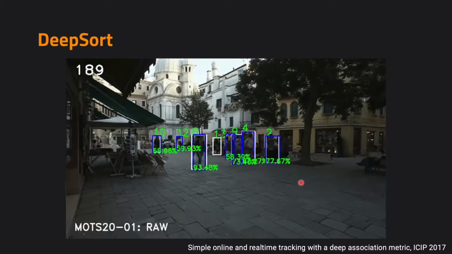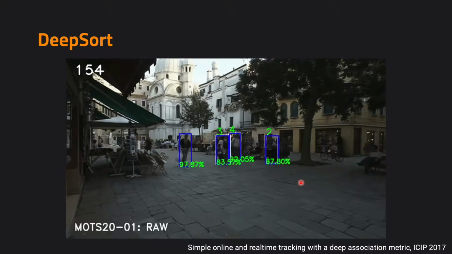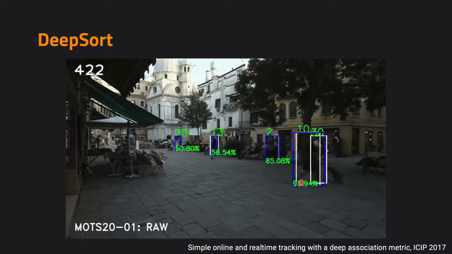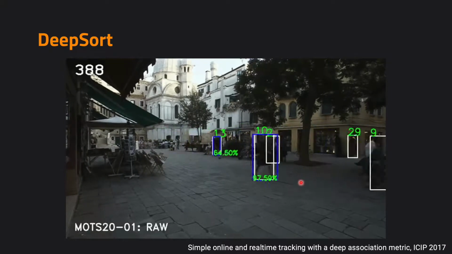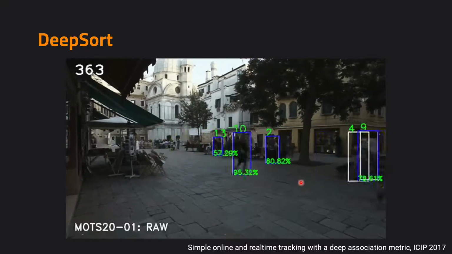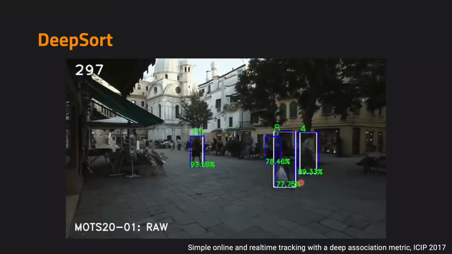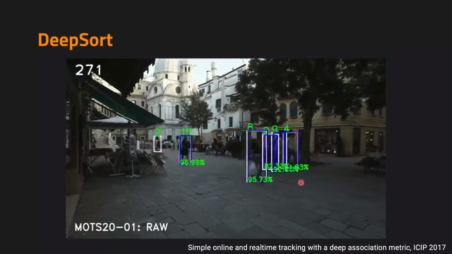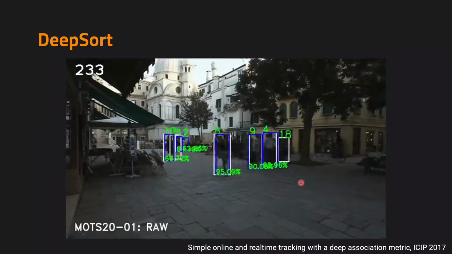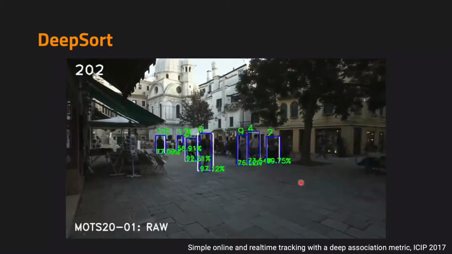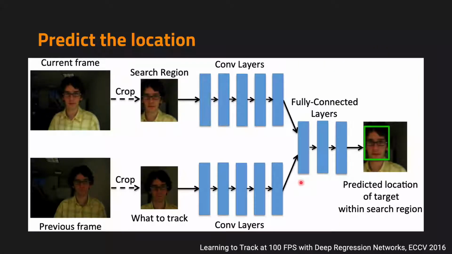However, as people have observed, this type of method does not really use a lot of information from the association. The majority of the performance comes from, say, motion pairs and other tricks. And therefore, people have studied how we can fully utilize the power of deep learning to do tracking.